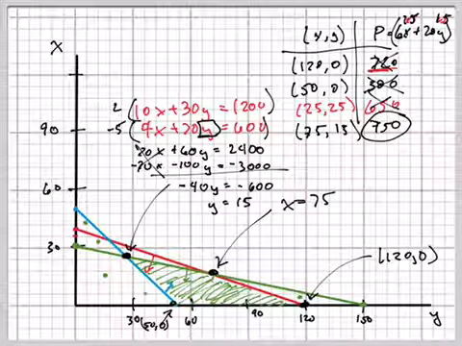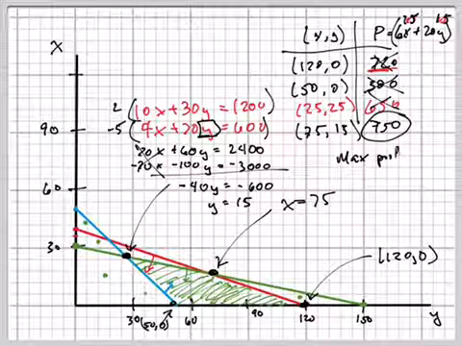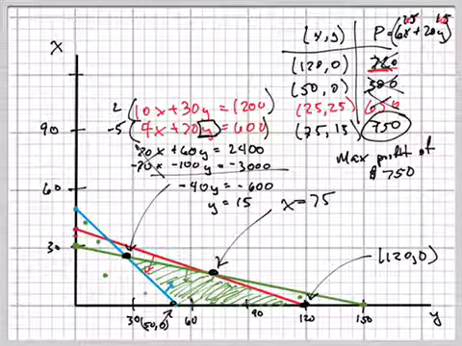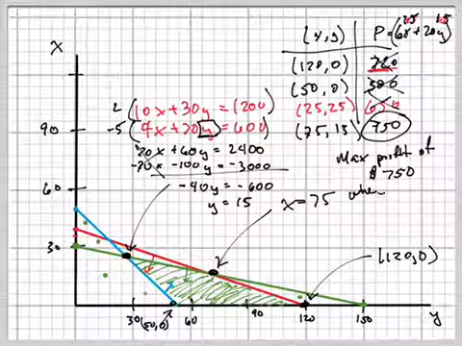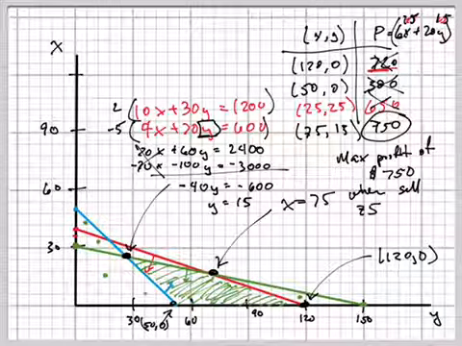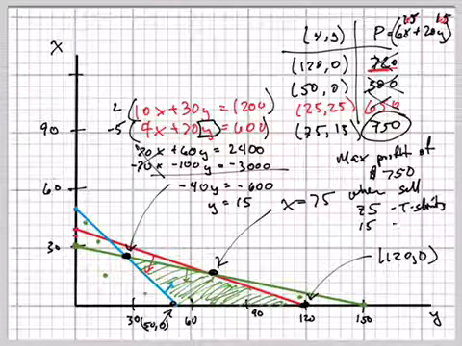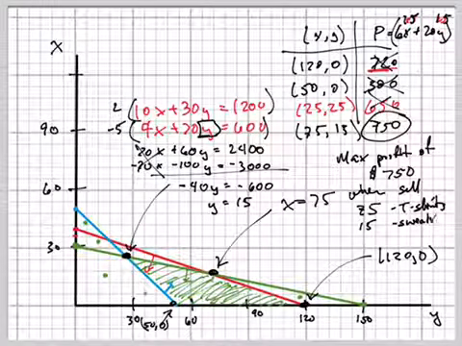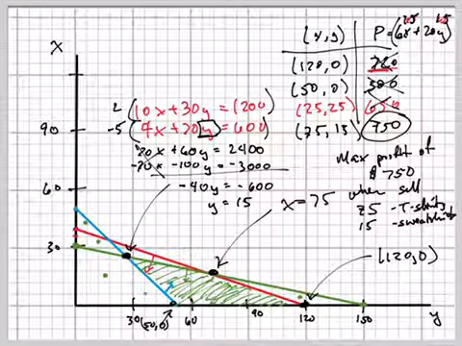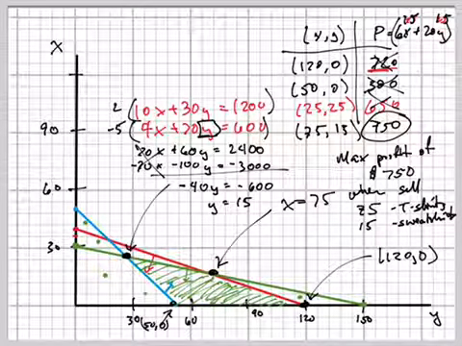So what you would write is the max profit of $750 when you sell 75 t-shirts and 15 sweatshirts. So it's a long problem. There's lots of pieces to it, but none of them are very difficult if you have practiced this a few times and get it.